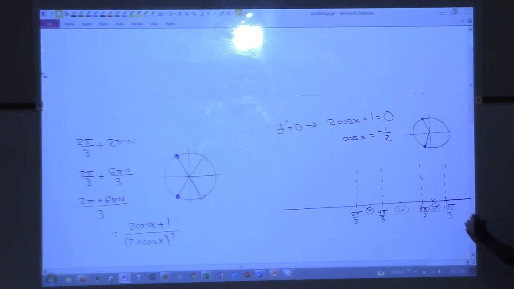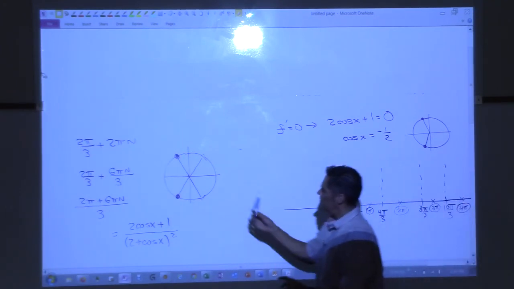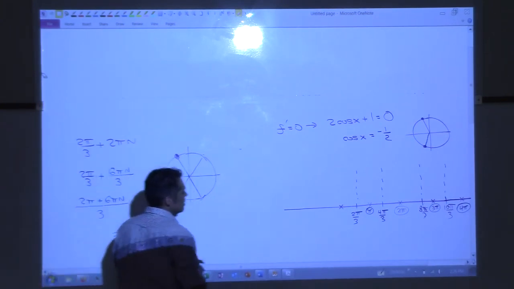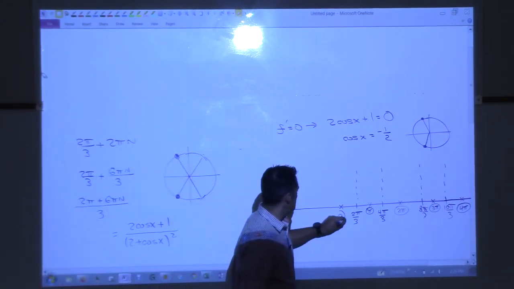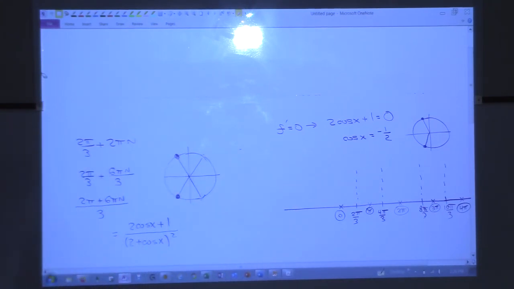Let's get one more over here. How about this? What would that be? We could do 4 pi. And how about back here? Let's do one more over here. Something between, right? How about 0? 0 would work. All those test points get plugged into what? The first derivative, which is this.